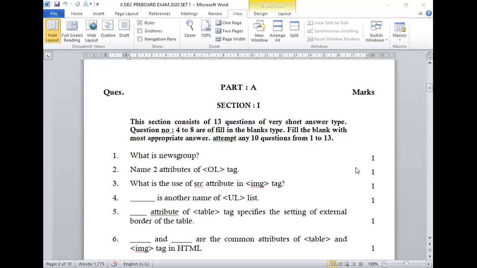Next question. Dash is another name of UL list. Beta, it is bulleted list. It is bulleted list, right? Dash is another name of UL list. It is bulleted list.